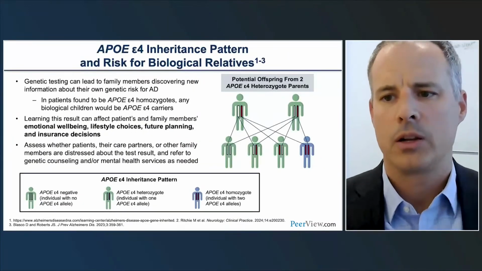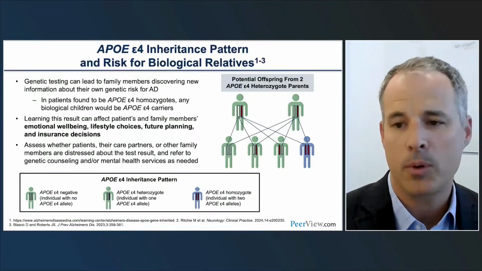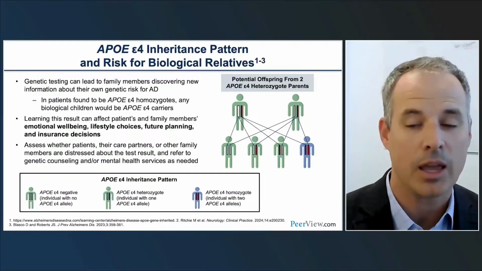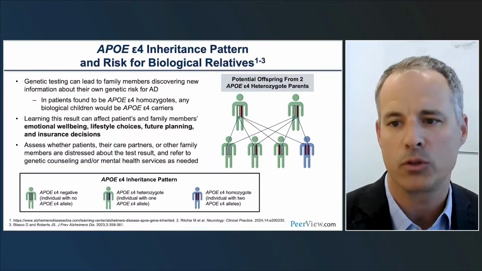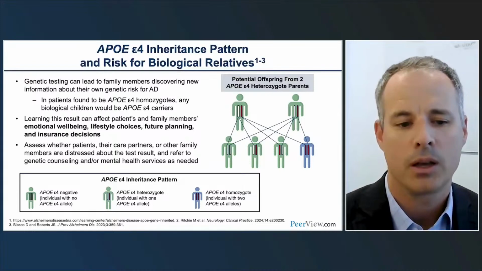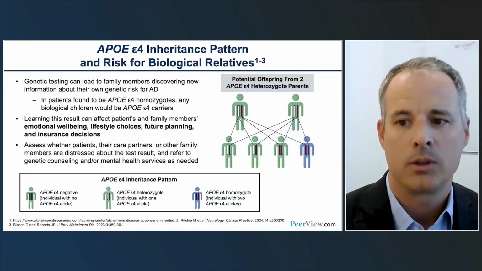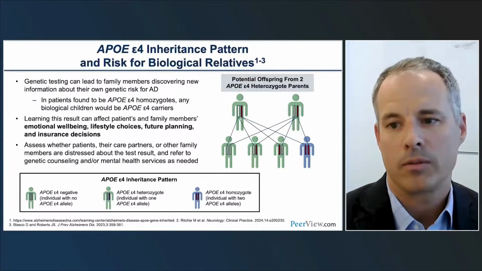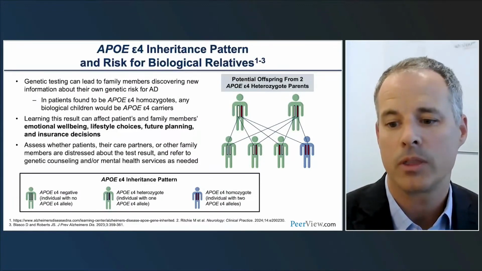So ApoE4 inheritance is relatively straightforward. Patients who are ApoE4 homozygotes have 2 copies of the ApoE4 gene. So, of course, each gene we have 2 copies, one from our mother and one from our father. There's 3 different ApoE alleles one can have: E2, E3, E4. And if one is a homozygote, then their offspring is guaranteed to have at least 1 copy of ApoE4. And I think that's where this discussion becomes sort of difficult.